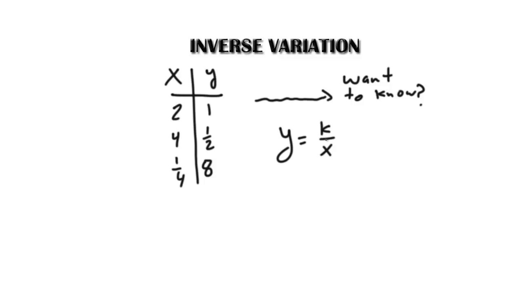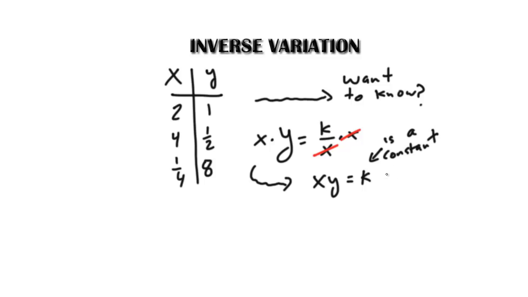And if you multiply both sides by x, you'll come up with something like this: xy, because this x and this x cancel, is equal to k. So we know that k is equal to xy, and another thing to note is that k is a constant. This k is a constant, and what that means is that k does not change. The value of k does not change.